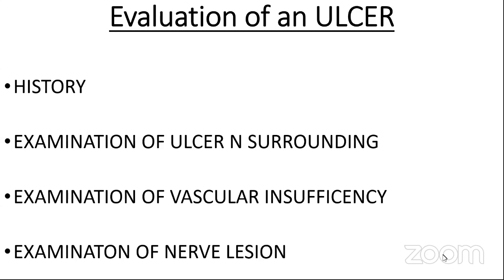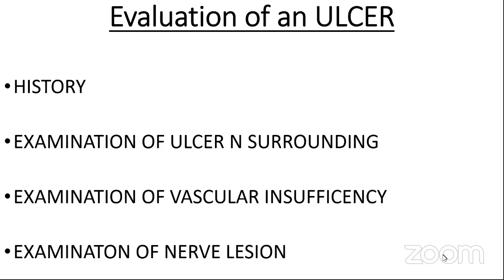So history: how it started, how it is progressing, is there any discharge from the ulcer, does the patient have any comorbid factors like hypertension, diabetes, ischemic heart disease, and previous history of any other ulcer in any other limb, whether the patient had a history of varicose veins, any treatment given, or a history of long-term smoking which has caused the ulcer now. That happens in thromboangiitis obliterans or arterial ulcer.